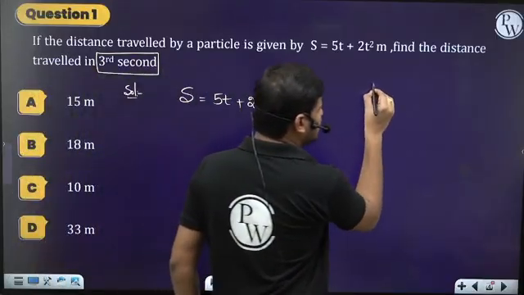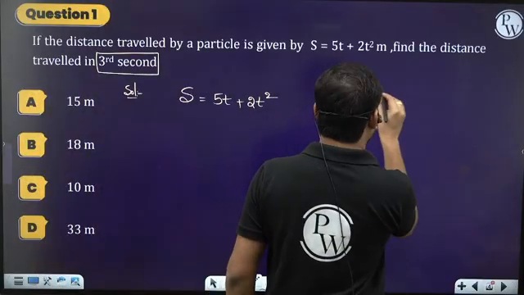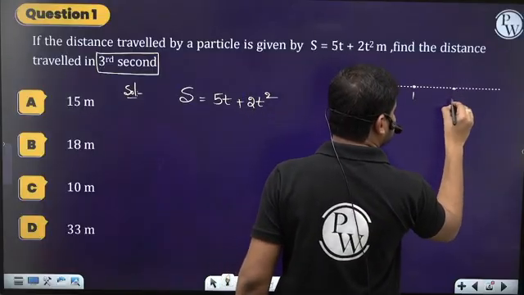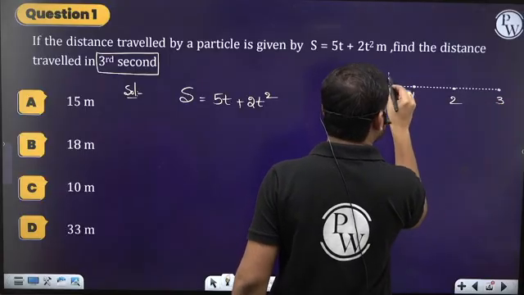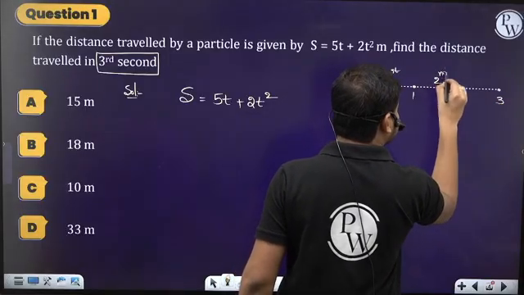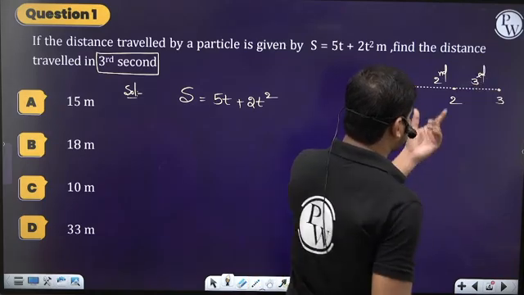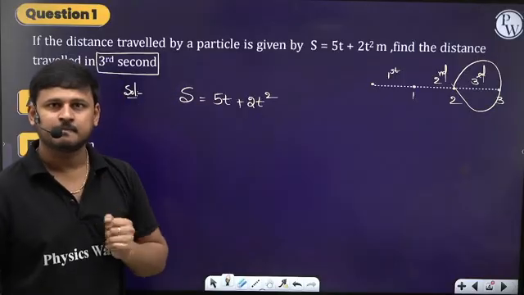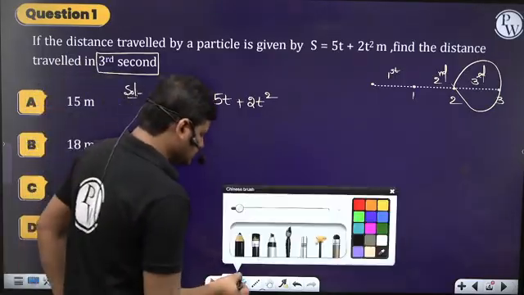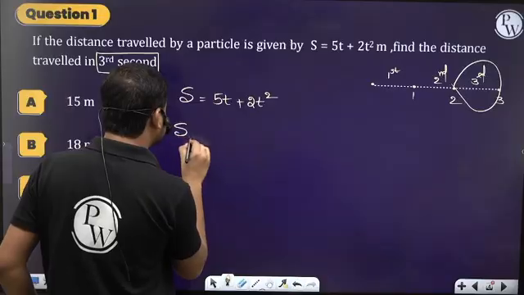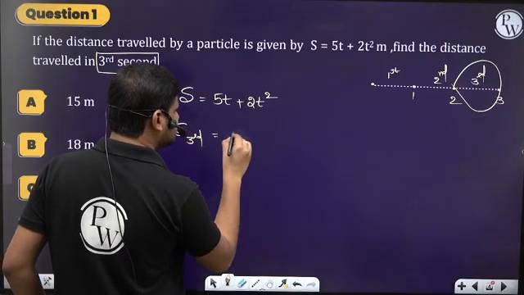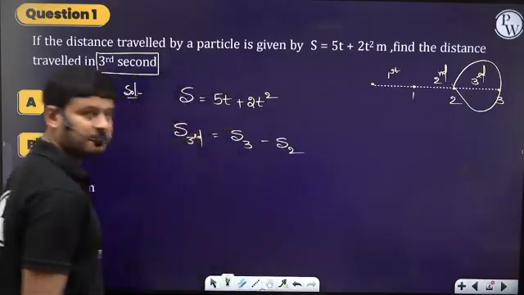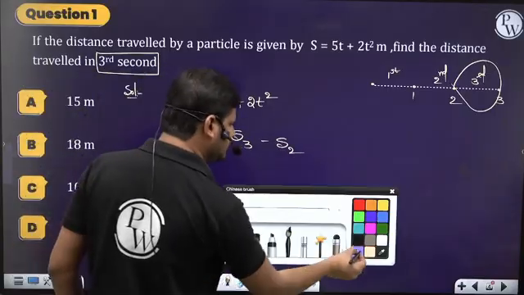What does that mean? Let's suppose the body has started its journey from here. Then this is 1 second here, 2 seconds and then 3 seconds. So this is the distance traveled in the first second, the second second, and this is the distance traveled in the third second. This distance we require, the distance traveled in the particular third second. How do we get it? Just use the formula. The distance traveled in the third second will be equal to the distance traveled in 3 seconds minus the distance traveled in 2 seconds. Yes or no? Now simply substitute the values.